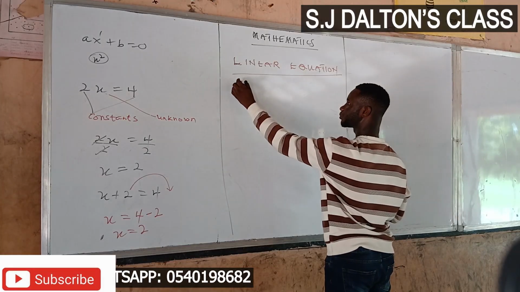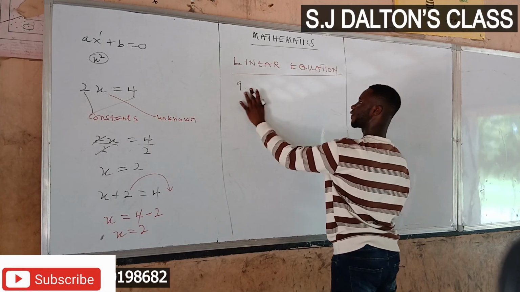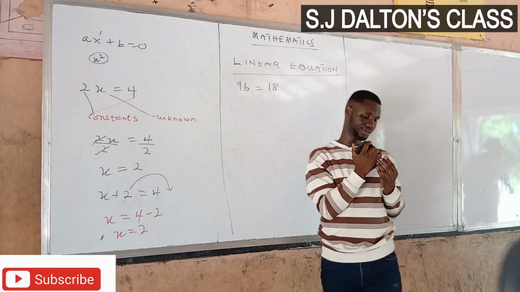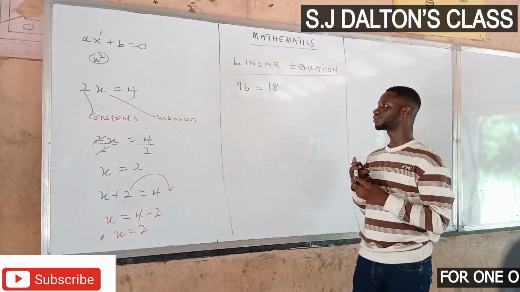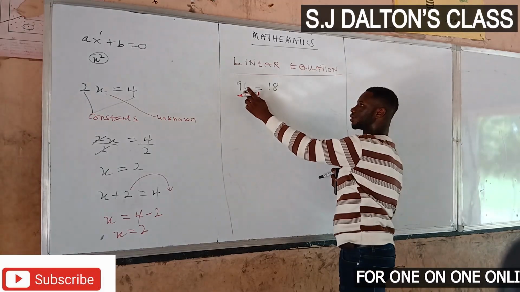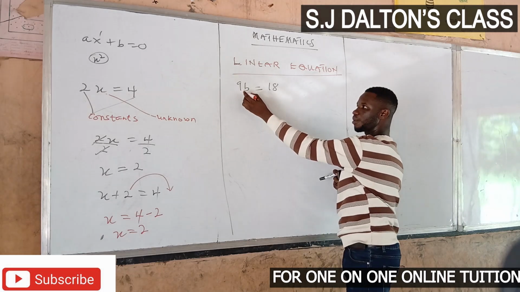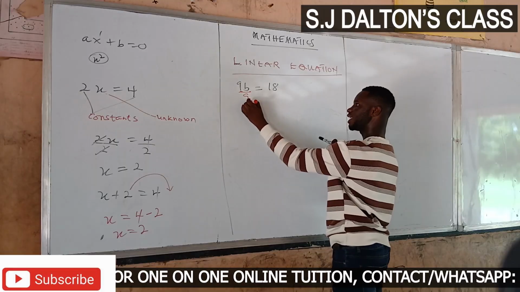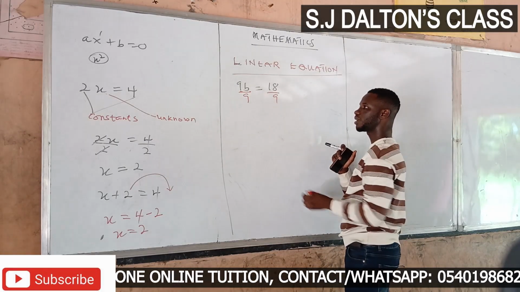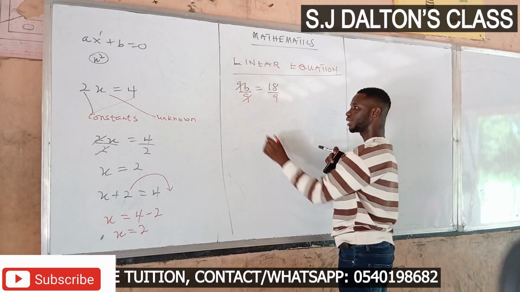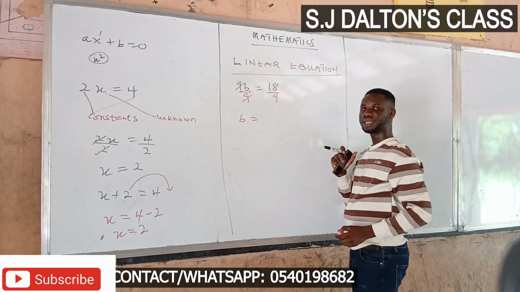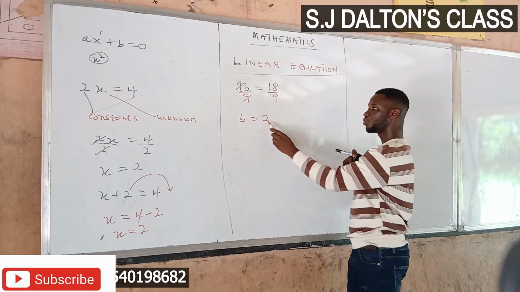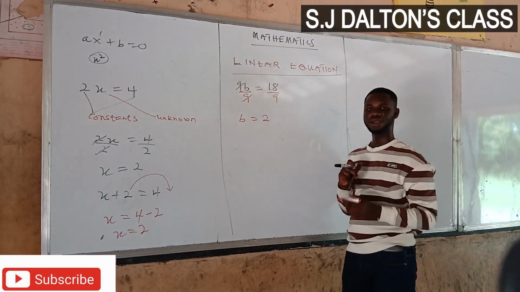Okay, let's look at this example. 9b is equal to 18. They are multiplying, right? The 9 is multiplying the b. So to get rid of the 9, you divide by what? 9. Both sides by 9. So 9 will cancel out the 9, leaving you b. 18 on 9 will give you what? 2 over there. So when you put 2 here, 9 times 2 will give you the 18 over there.